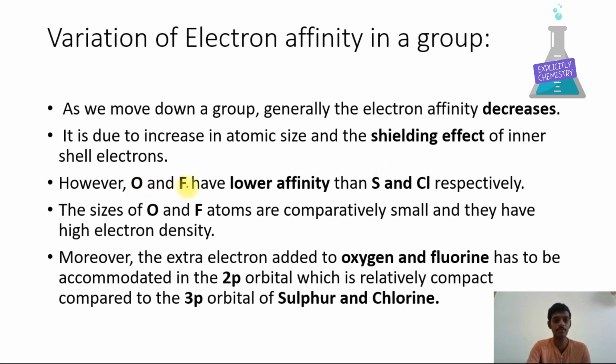However, oxygen and fluorine have lower electron affinity than sulfur and chlorine. This is because oxygen and fluorine have smaller size and high electron density. Moreover, the extra electron added to oxygen and fluorine has to be accommodated in the 2p orbital, which is smaller compared to the 3p orbital. In the 2p orbital, the repulsion of electrons will be more, and hence the electron affinity of oxygen and fluorine is lower than sulfur and chlorine.